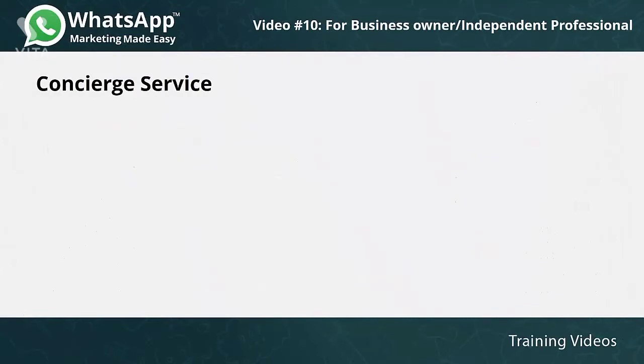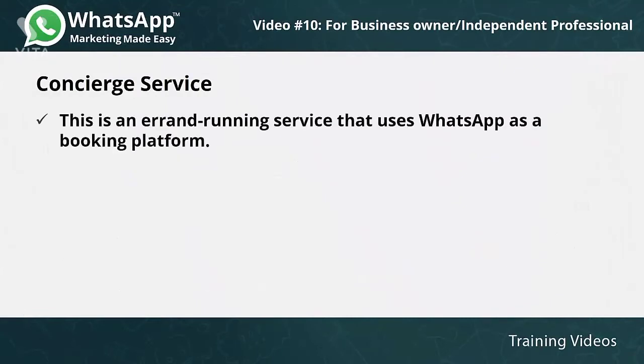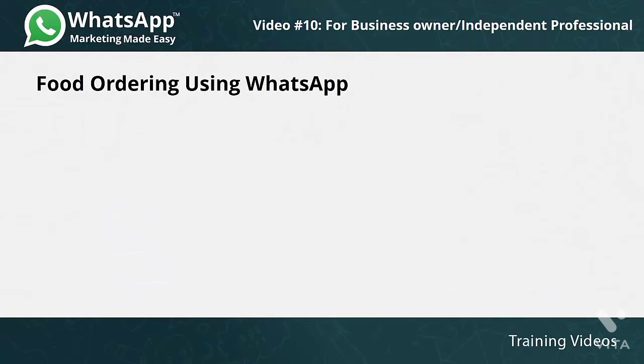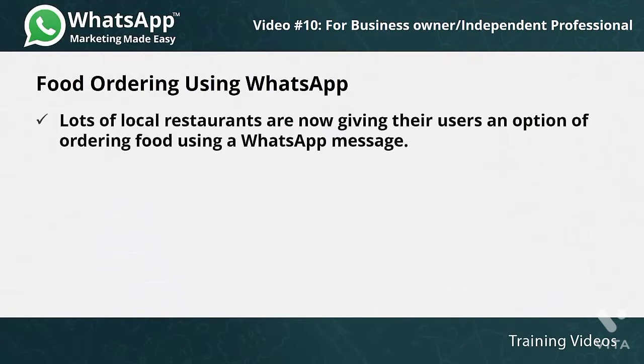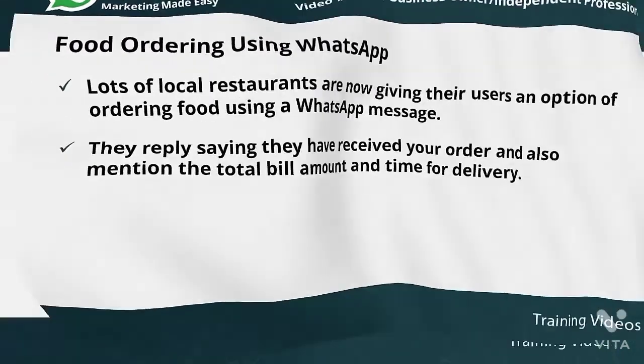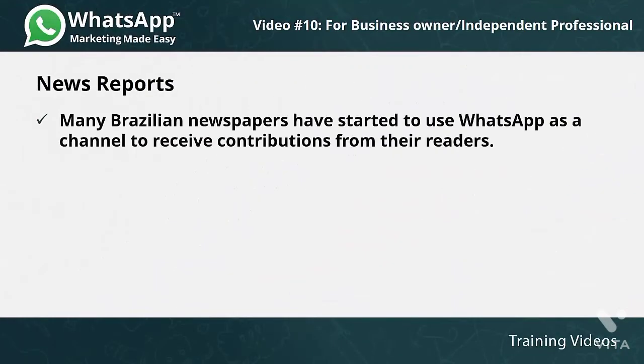Concierge service. This is an errand-running service that uses WhatsApp as a booking platform. You can order a cake, flower delivery, or courier service using WhatsApp. Food ordering using WhatsApp. Lots of local restaurants are now giving their users an option of ordering food using a WhatsApp message. They reply saying they have received your order and also mention the total bill amount and time for delivery. News reports. Many Brazilian newspapers have started to use WhatsApp as a channel to receive contributions from their readers.